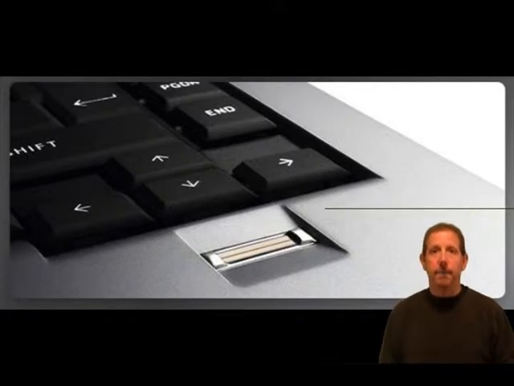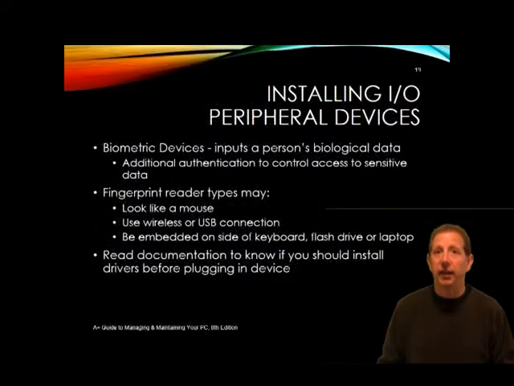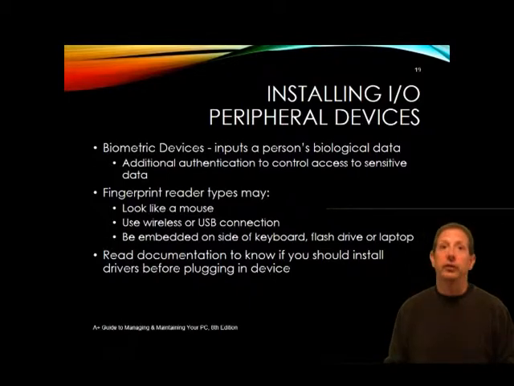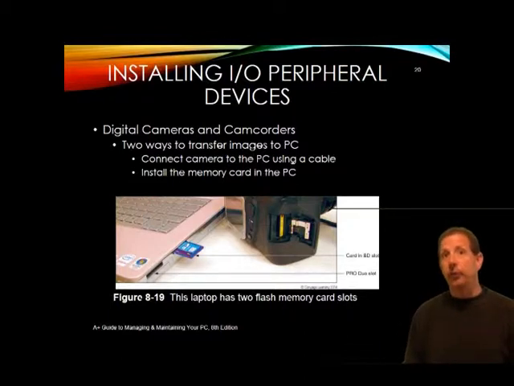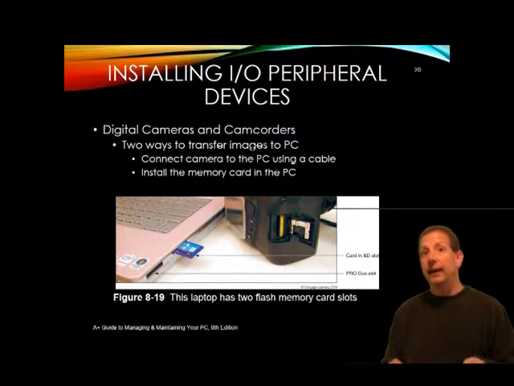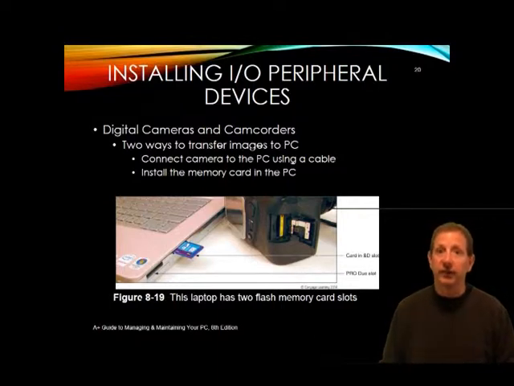Another common peripheral that we install today are digital cameras and camcorders. These items can hold images and videos both in embedded memory that cannot be removed or exchanged, and in removable or flash memory cards like an SD card. Both of these types of memory retain data without battery power.